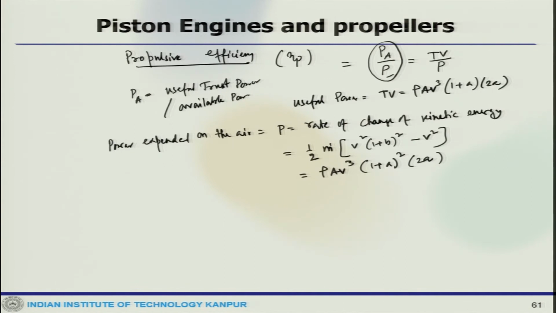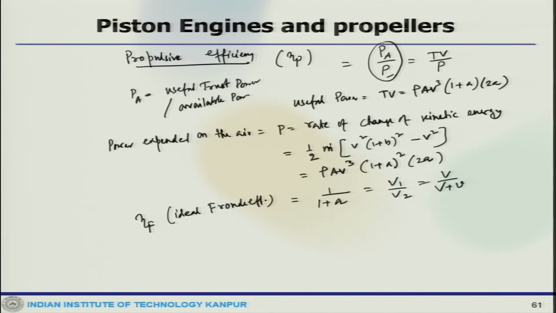So, this ratio of these two powers for the ideal actuator disk model is called the ideal Froude efficiency, that is eta f, the ideal Froude efficiency, and this is 1 by 1 plus a, which is the ratio between v plus.